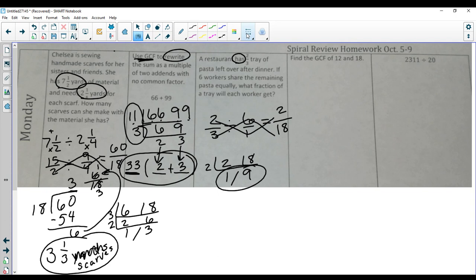All right, find the GCF of 12 and 18. Find the GCF of 12 and 18. Put it in the slide. What can we take out of it? 6. 2 and 3. 12 divided by 6 is 2. 18 divided by 6 is? 3. Are you writing this or are you just saying it?